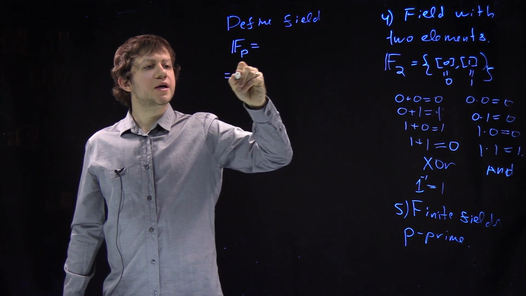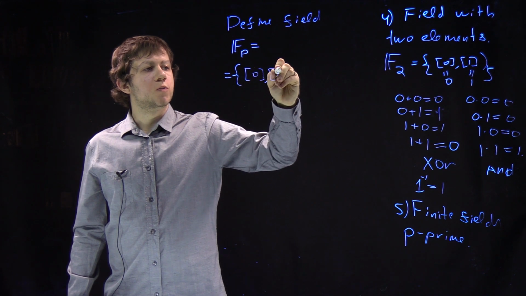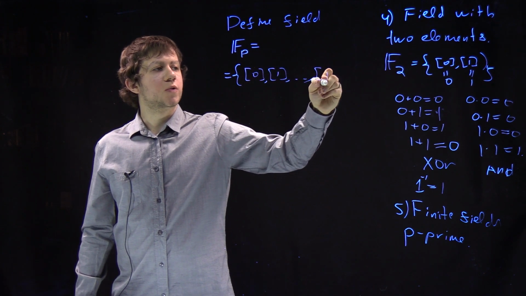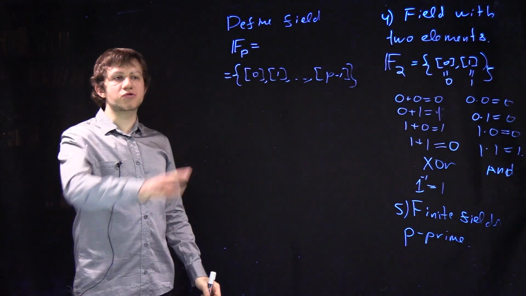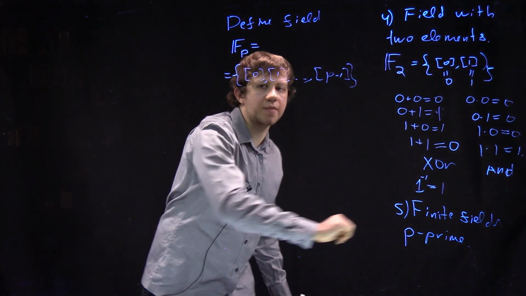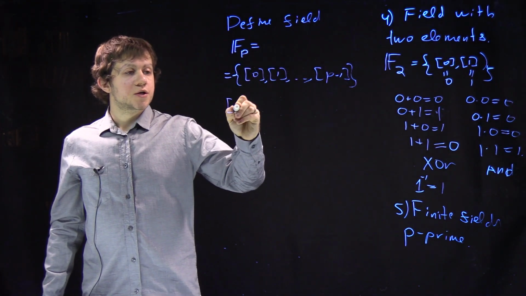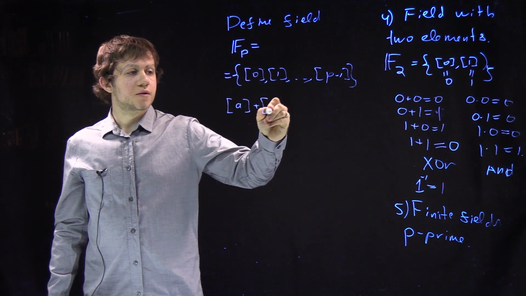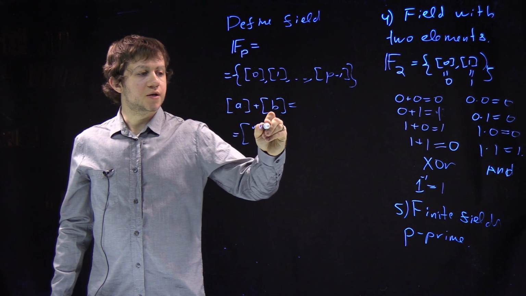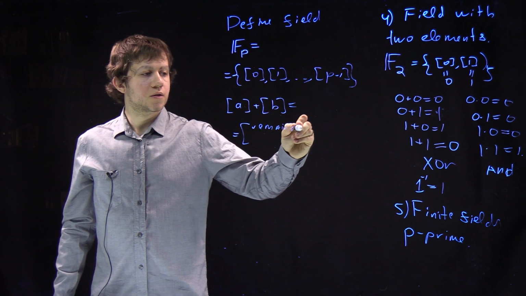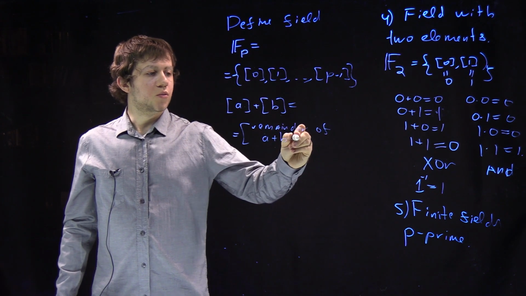So field Fp has p elements. As a set, it just has elements called 0, 1, and so on, p minus 1. That's it. And one should think of that as remainders modulo this prime number. So in this way we define operations. So a plus b is by definition remainder of a plus b modulo p.